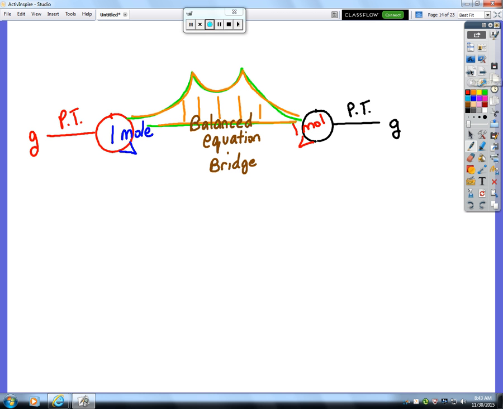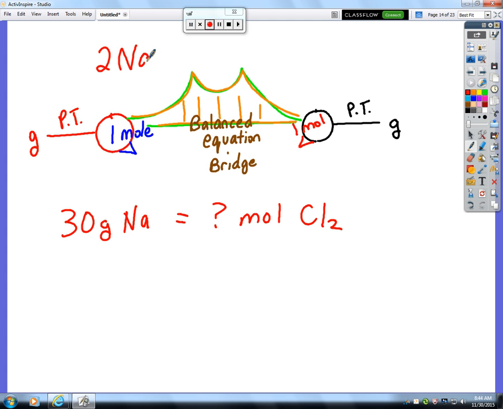So let's go back over here. In my next problem, I have 30 grams of sodium to use in an experiment, and I don't know how many moles of chlorine I'm going to use. My balanced equation was 2Na plus Cl2 makes 2NaCl. And if those solids and gases, the little S's and G's, bother you, ignore them.